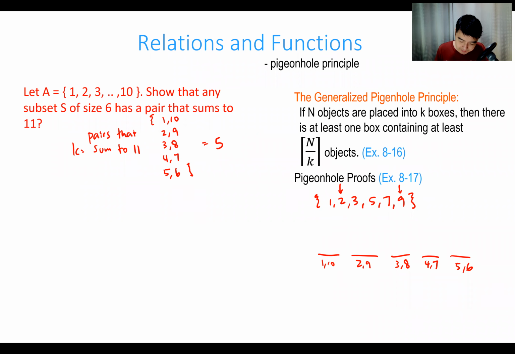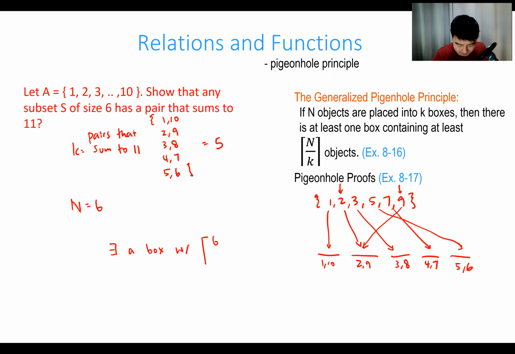So the idea is that whatever I see, so I see the number 1, I put it in its corresponding box. 2, I put it in its corresponding box. 3, I put it in its corresponding box. 5 goes here, 7 goes here, and then 9 goes here. And the guarantee is that there has to be a box that contains two items, because our n is equal to 6. And there's a guarantee, according to our pigeonhole principle, that there exists a box with n over k ceiling objects inside.